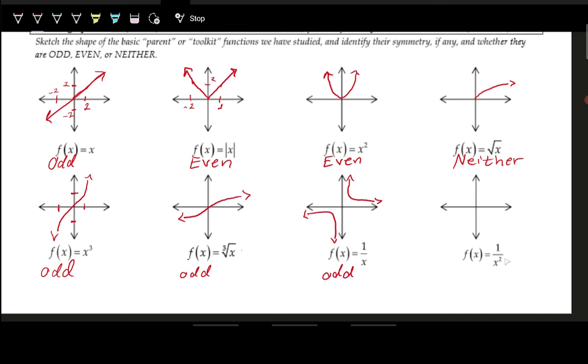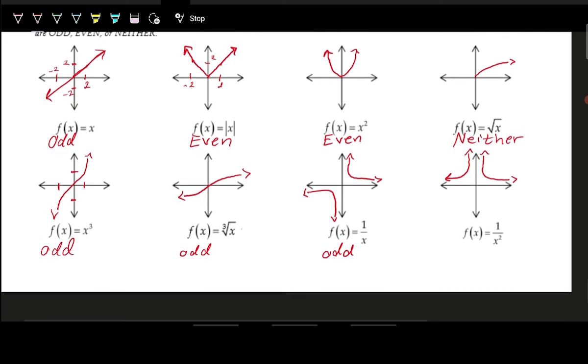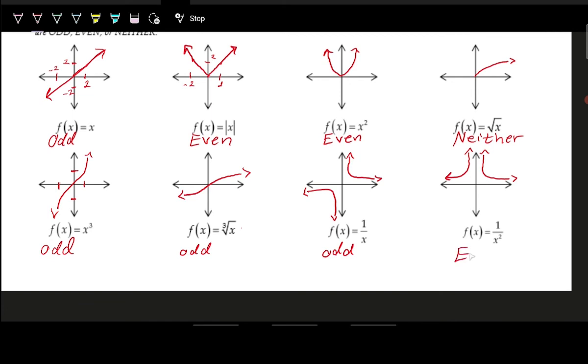And then for 1 over x squared, this one looks like this guy. This one looks really similar to the 1 over x function, but it's just doing that reflection across the y-axis. So you can see this reflection across the y-axis. So this one is an even function.